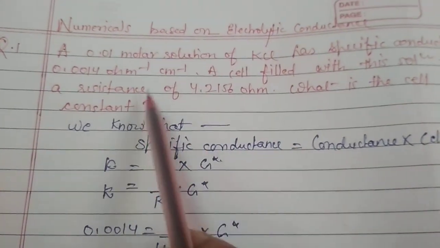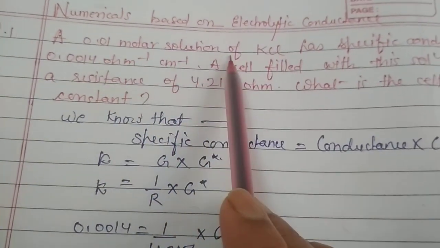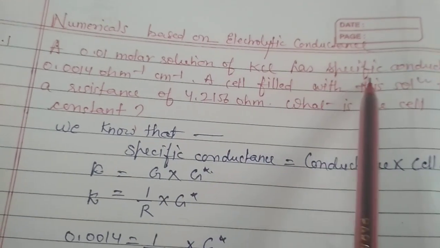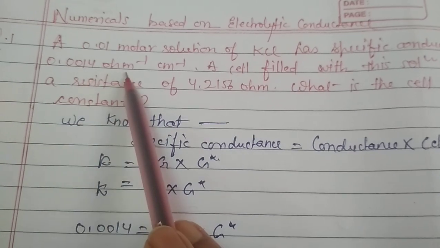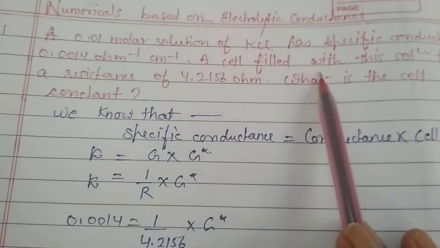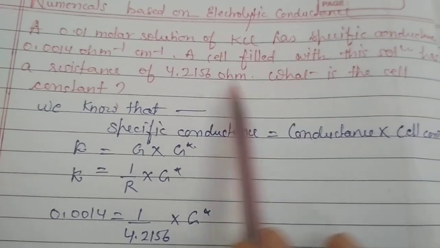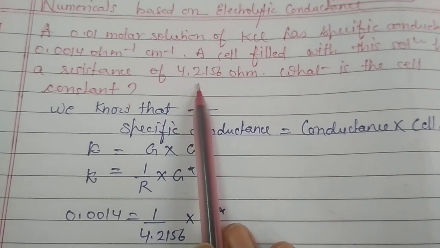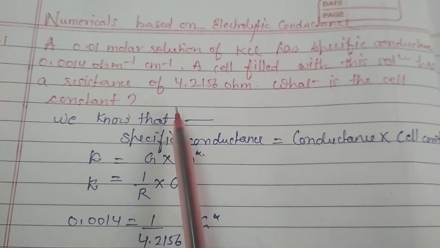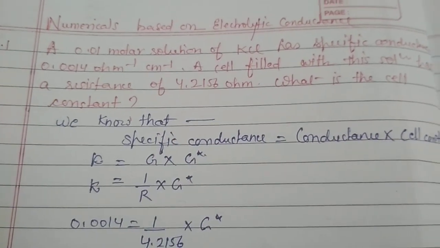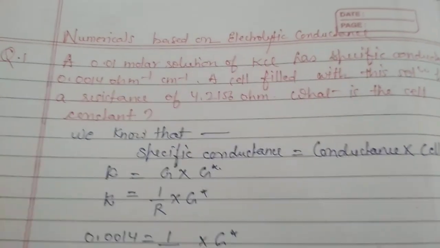Question number 1 is 0.01 molar solution of KCl has specific conductance 0.0014 ohm inverse centimeter inverse. A cell filled with this solution has a resistance of 4.2156 ohm. What is the cell constant? So let's see what values are given to you.